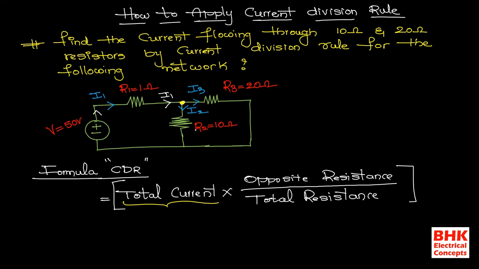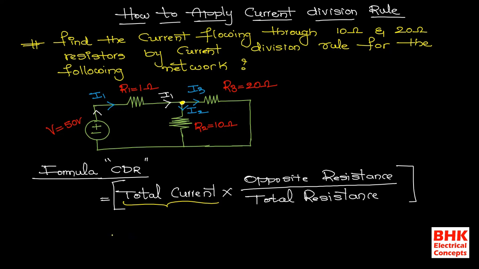Sir, why are we taking only R2 and R3? Why are we not considering R1 in this problem while applying current division? We need to consider the values of only R2 and R3, because the current is dividing in R2 and R3, not in R1, because the I1 which is flowing through R1 is the total current in the network. But I2 and I3 are the currents divided from this junction point. Yes or no? That is the reason why the current is dividing in the R2 branch and the R3 branch, and why we are considering only these two values.